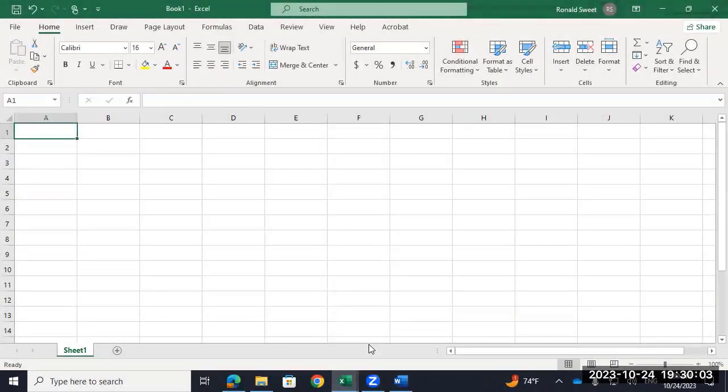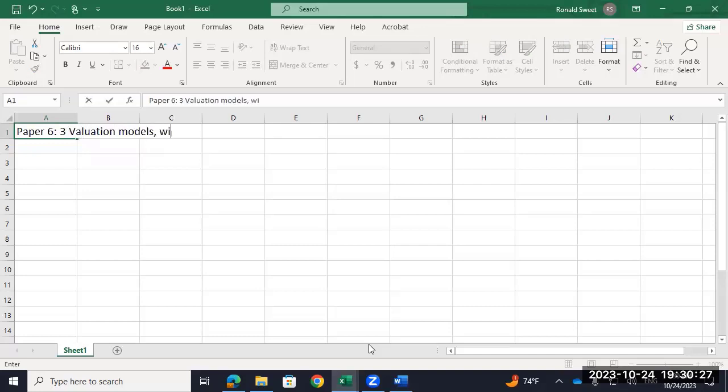Tonight we want to talk about valuations, paper six. Paper six is really, you start in Excel, get everything in Excel, and then your paper is explaining what you did in Excel. So the requirement on paper six, you want three valuation models with scenarios. So that's what we're after.